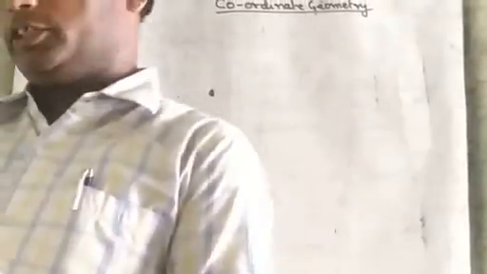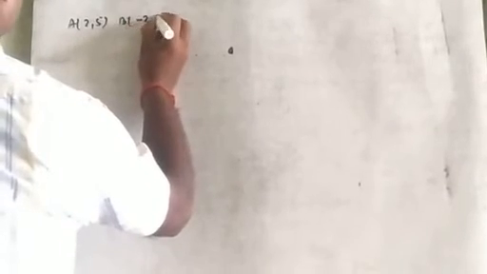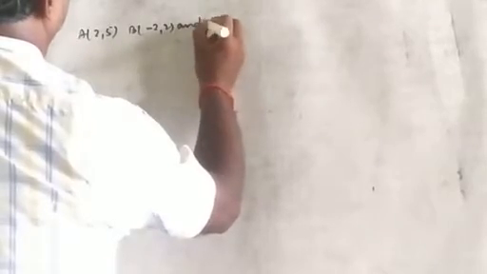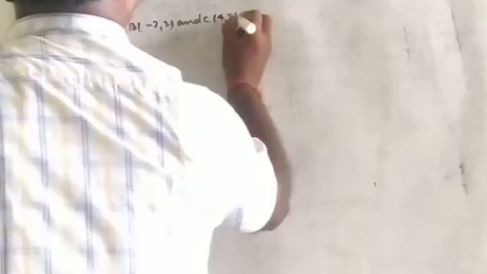One question is given in your exercise. From your exercise, question number 6: plot the point A, 2 comma 5, B, minus 2 comma 2, and C, whose coordinates are given as 4 comma 2, on the graph paper. Join AB, BC and AC. Calculate the area of triangle ABC.